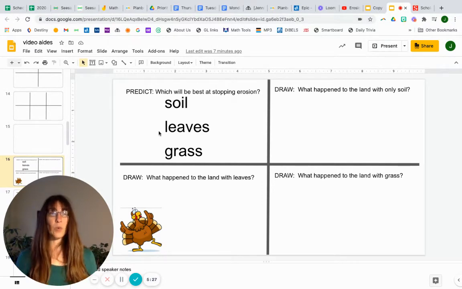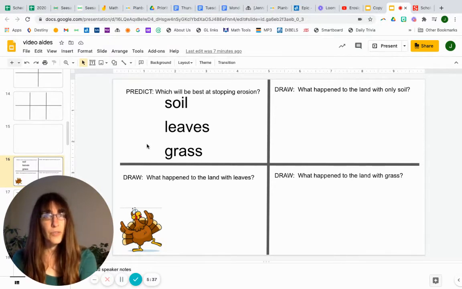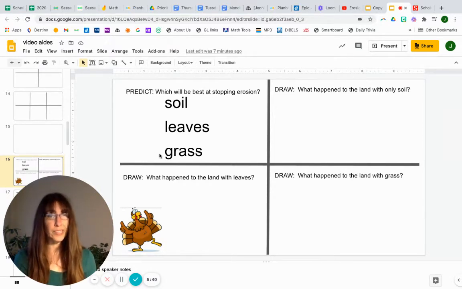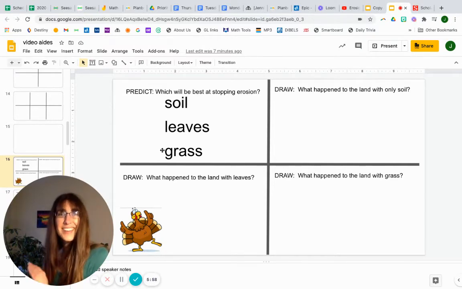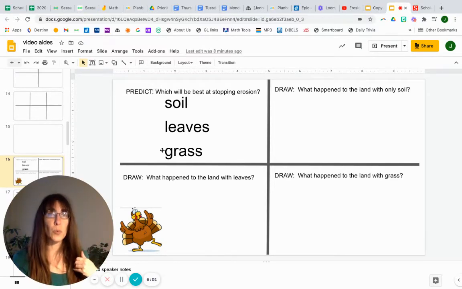If you think it will be the soil with leaves on top, then in this box, you can just write the word leaves, like I did right here. Okay, and if you think it will be the soil with grass planted in it, you can just write the word grass. Okay, so in the first box, you're only writing 2 words. The first word is predict, your prediction. And the second word is one of these 3 words. Which one do you think will be the best at not having soil wash away when we pour water on it? Okay.